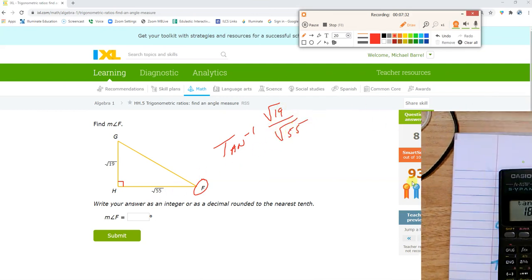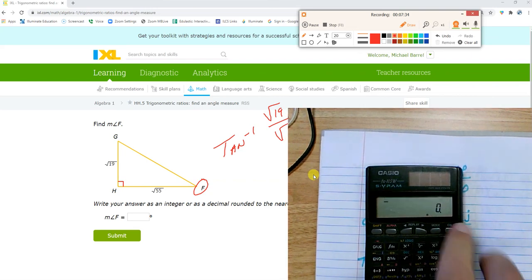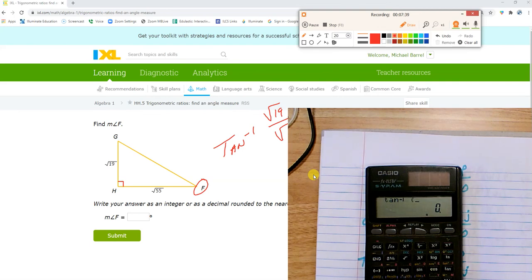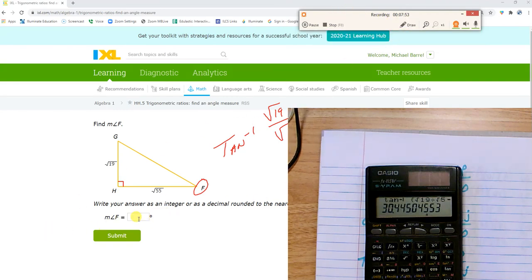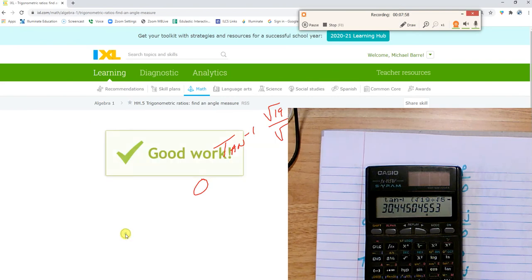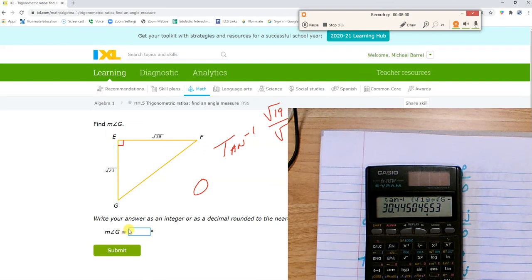Let's get into the calculator. Inverse tangent, square root of 19 divided by square root of 55, 30.4. Good work. Okay. Same idea, just with square roots. All right, that's it. Thanks for watching.